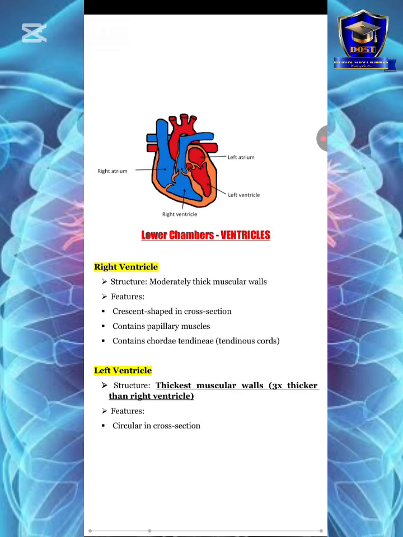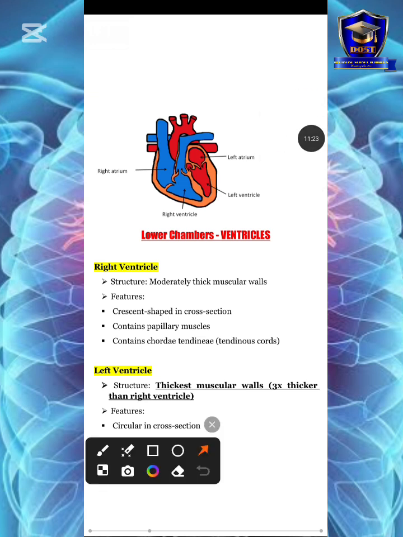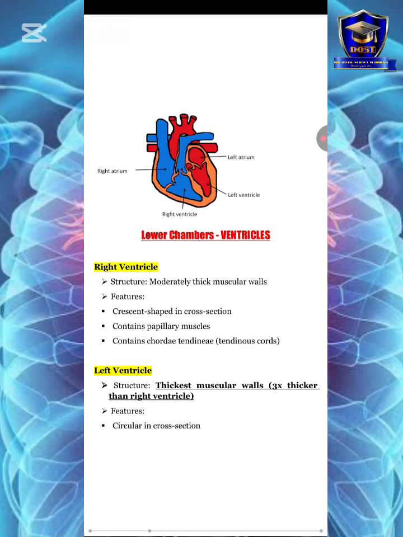All right. Now, what are the few features you need to know about the left ventricle? Apart from the fact that it has the thickest muscular wall, it is also circular in cross section. That means if you split the heart into two, let me draw a line to show you the kind of split I'm talking about. Let's say I divide this heart like this. Then if you take a look at the left ventricle, you notice that the shape is circular in nature. Also, let me be quick to highlight that the wall of the left ventricle is 3 times thicker than that of the right ventricle.